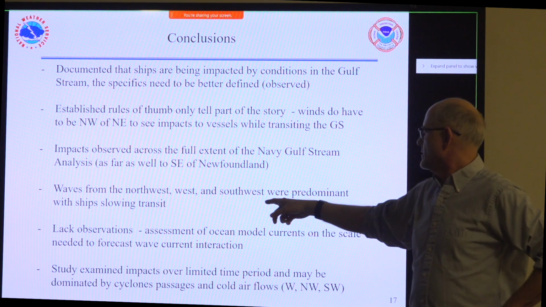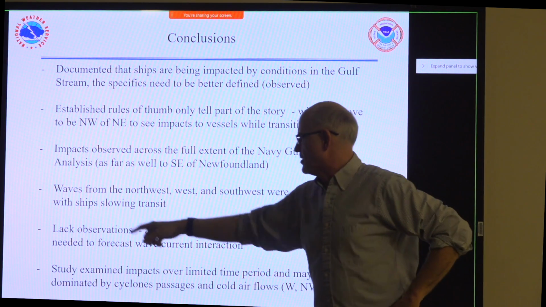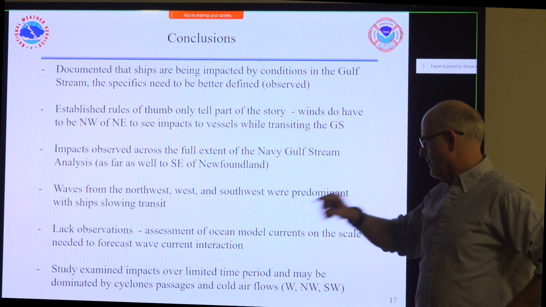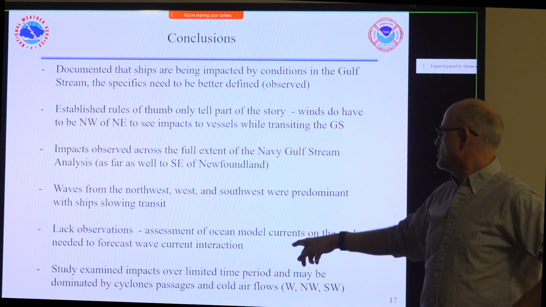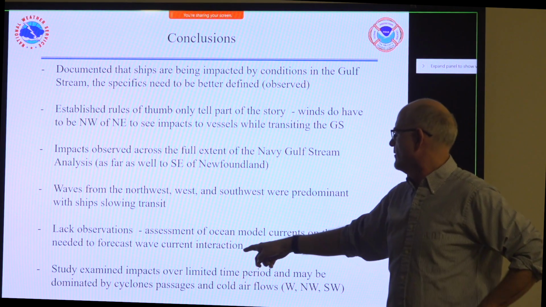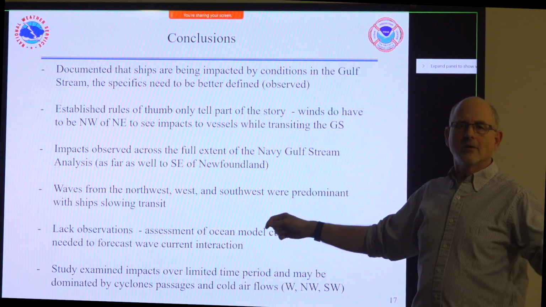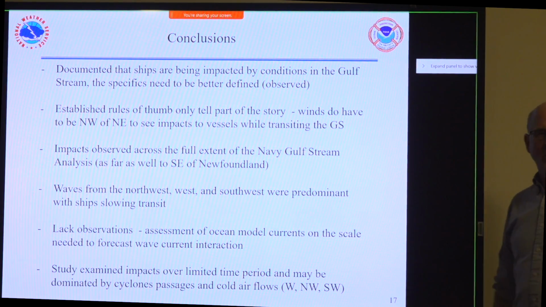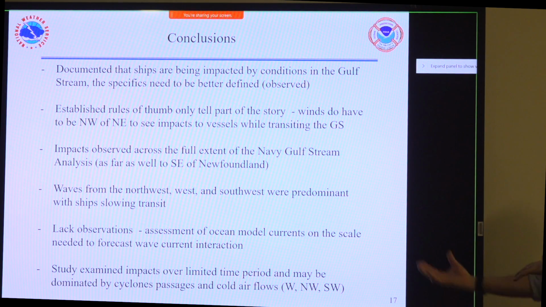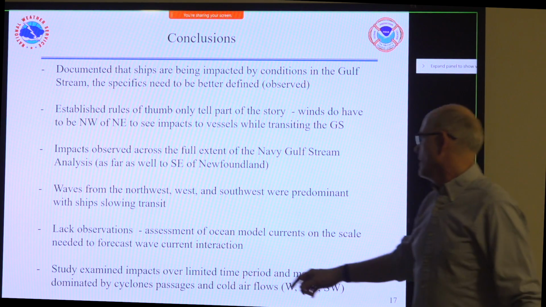Waves from the northwest, west, and southwest were predominant, with ships slowing in their transit. Lack of observations is the issue, as is the assessment of ocean model currents on the scale needed to forecast wave-current interaction. So both, we could debate this forever. The ocean's still relatively unknown compared to, say, terrestrial things. I'm looking at Avishal and Enrique, and you guys certainly know this and advocate for it. But we have wonderful instruments and all, but not necessarily at the scale that nature actually produces things that impact human activities.